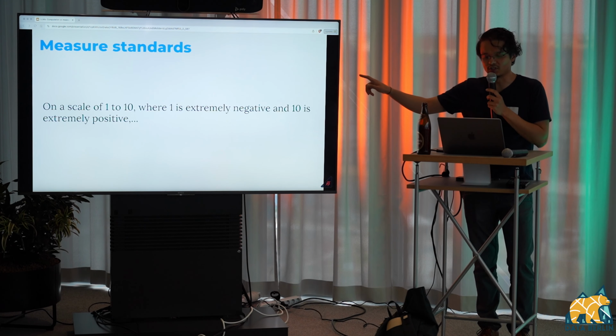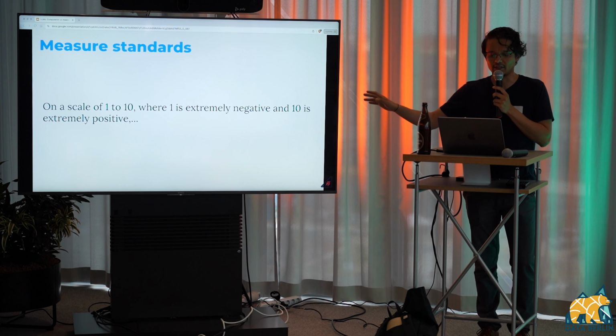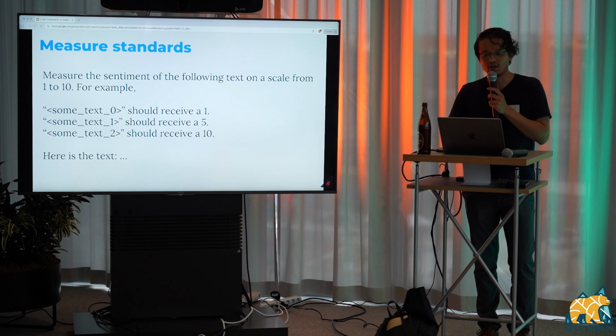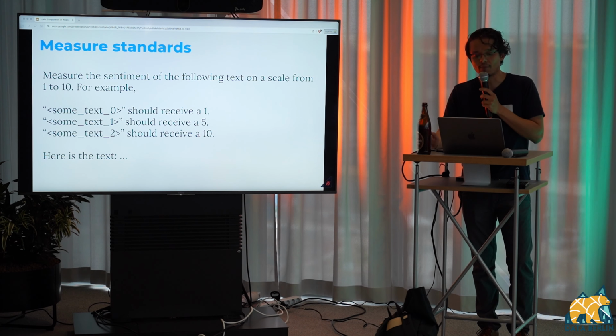So instead of this prompt, where the readings are taken completely in isolation without comparing them to anything, we should be using something like this, where we explicitly illustrate exactly what kind of text should receive a 1 or a 5 or a 10, and so on and so forth.